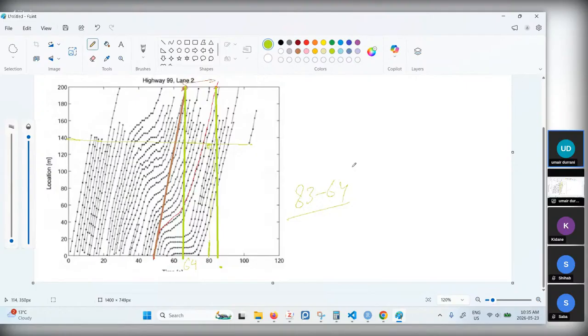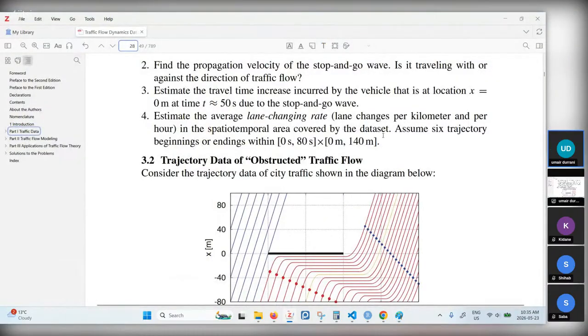So all of this region. They have already given us the number of lane changes. They say assume six trajectory beginnings or endings within this region. So if there are six lane changes and we want to estimate the lane changing rate, we divide by the spatiotemporal region. To estimate the spatiotemporal region or the area, we just simply multiply these coordinates.